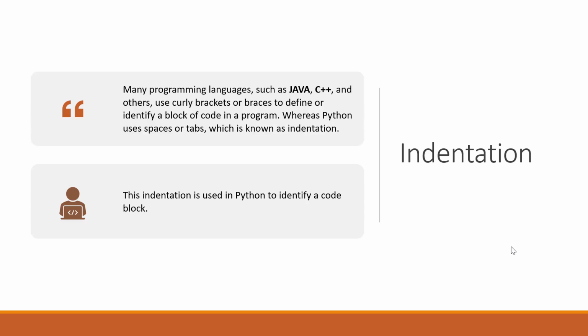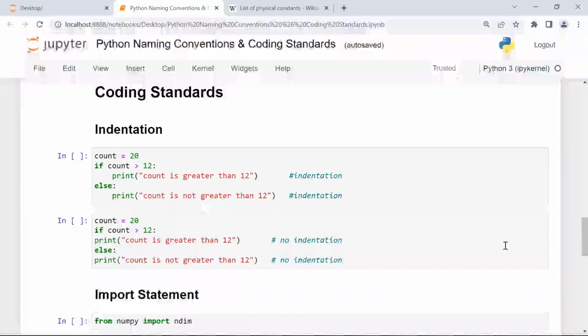So indentation in Python is done by adding spaces or tabs, but according to PEP 8, we should always use 4 spaces and we should avoid using tabs. Let us understand the importance of indentation with the help of an example. So here you can see an example.